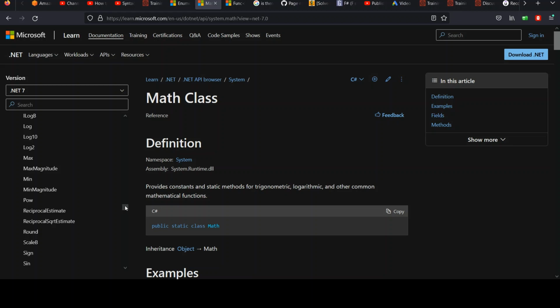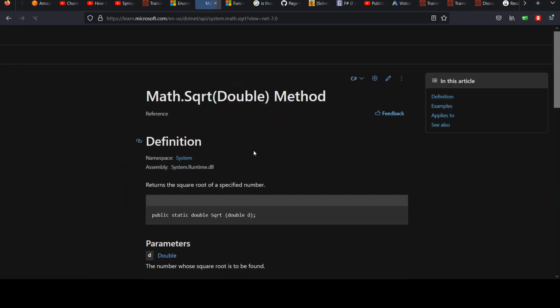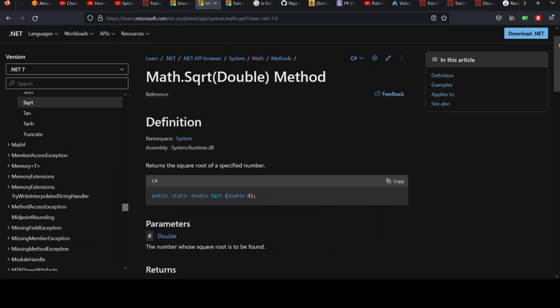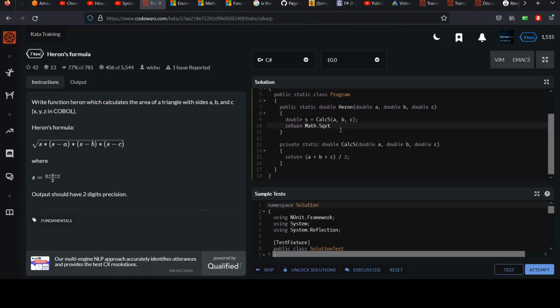So if you want, you can look at square root. You give it a double value, it returns a double with the square root. You know, not much to say, right? It does exactly what you want it to do. So this whole thing is going to evaluate to a double, right? S is a double. Subtracting a double from a double is a double. So it's multiplying a bunch of doubles. Those are going to come out as a double.